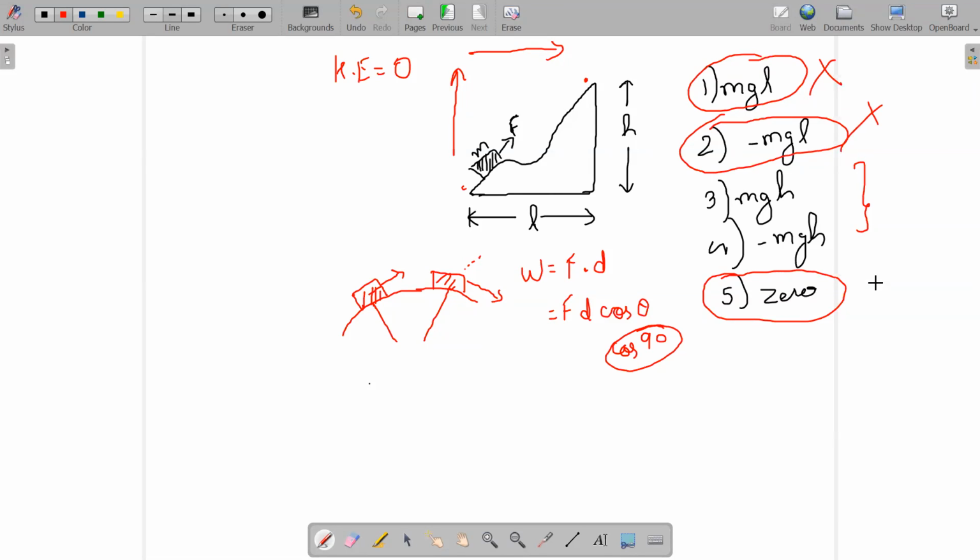Then will it be zero? It can't be zero, right? Because there is a force acting in the downward direction, so the displacement also has to be upward, and there should be friction, some force. There should be some work done. So zero is not possible. Now there is mgh and minus mgh. Both are possible, but these two have to be considered very carefully.